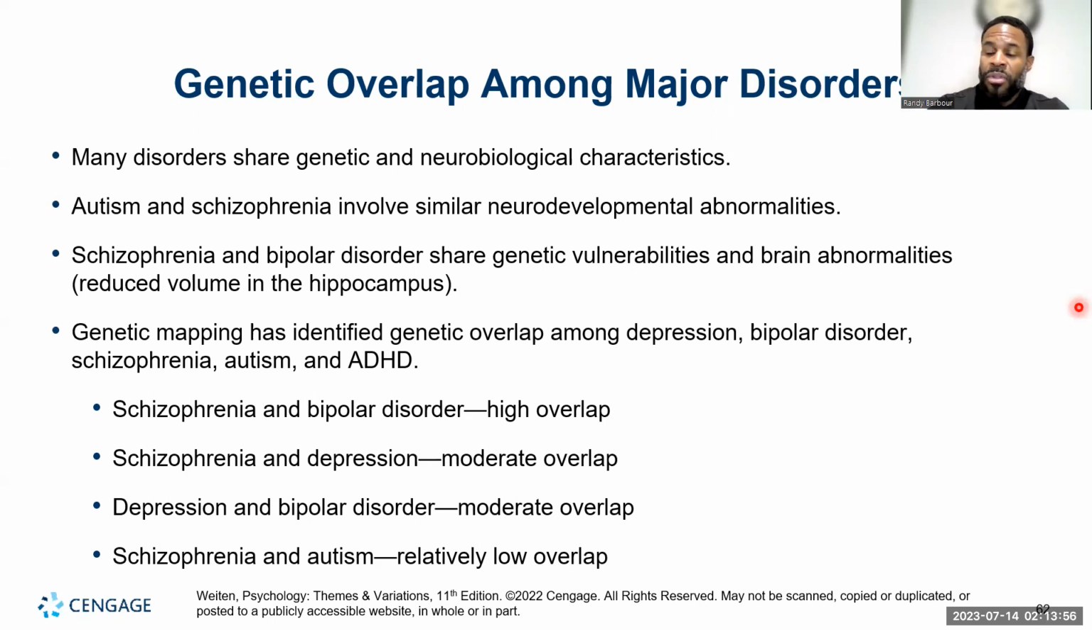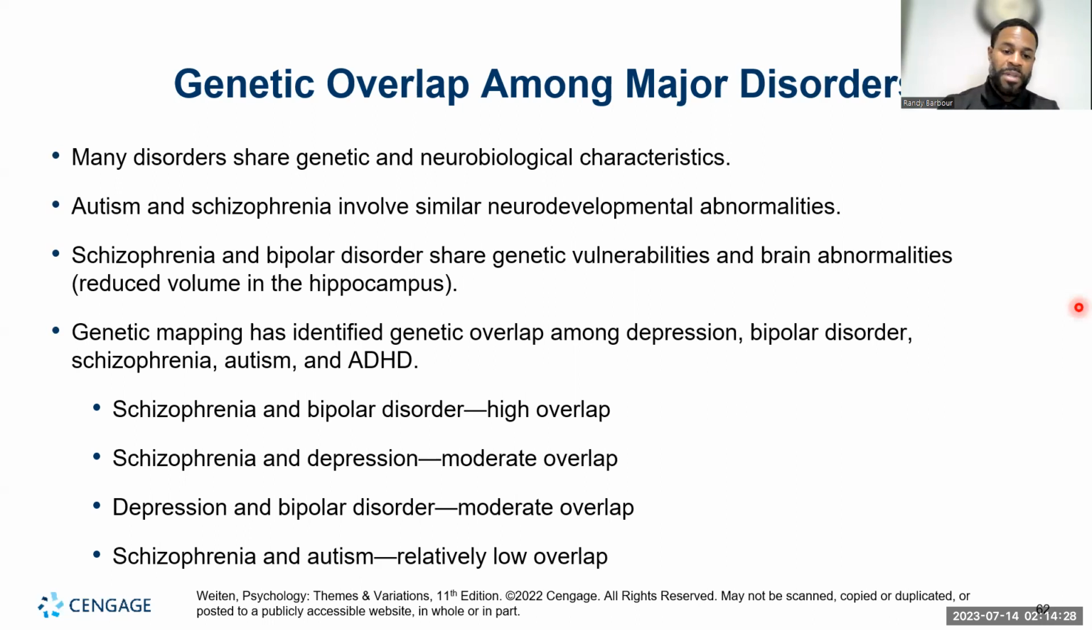With the neural connections in the brain, the overactivity or underactivity in the neural circuitry, right? And genetic mapping, where we're looking at individuals in our families and determining if, down the family tree, there are other individuals who have the disease themselves. The genetic mapping has identified that there is some genetic overlap among depression, bipolar disorder, schizophrenia, autism, and ADHD, right?